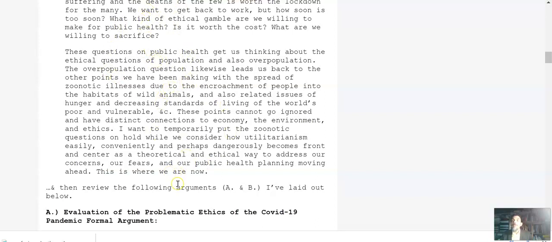This next paragraph here is focusing on how it is that the COVID pandemic could also have population issues in a different way, by way of encroachment of people into habitats of wild animals, and then also decreasing standards of living around the world's poor and vulnerable, and also interaction with wildlife, right? And how is it that this is bringing about this problem with zoonotic spillovers that is increasing as we are thinking of this by way of not only climate change, but also overpopulation issues, okay? So I focus on the utilitarianism here, but don't get distracted with that, okay?